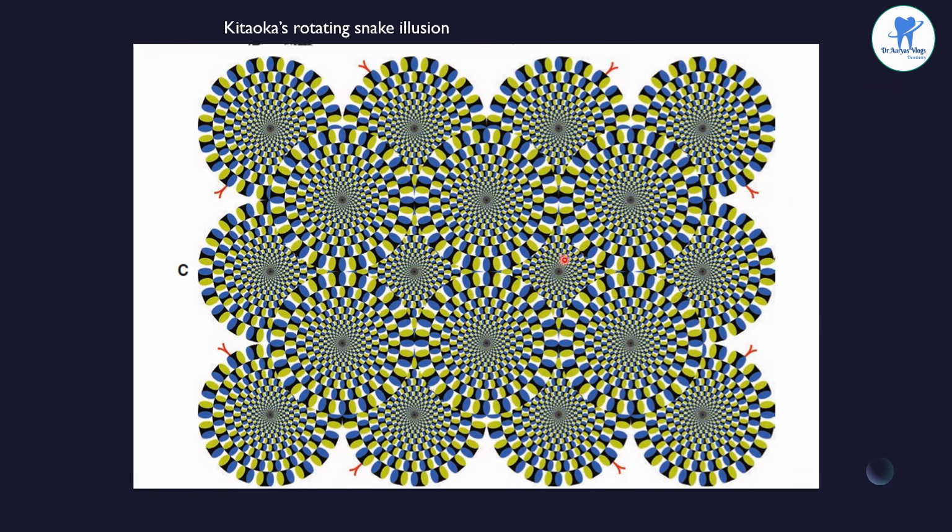Here is Kitaoka's rotating snake illusion. The rotation of the wheels occurs in relation to eye movements. On steady fixation close-up, the effect vanishes. So when we get close to the book, the effect vanishes, and at a fixed point, the effect will vanish. This is Kitaoka's rotating snake illusion.